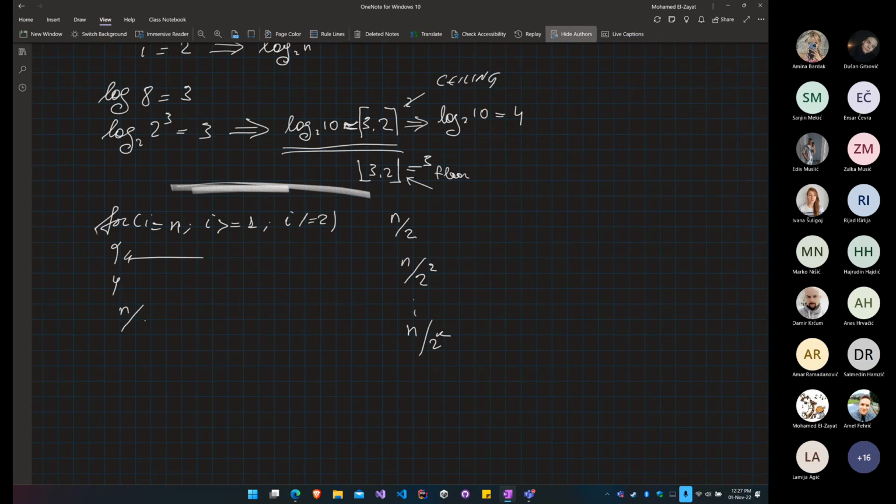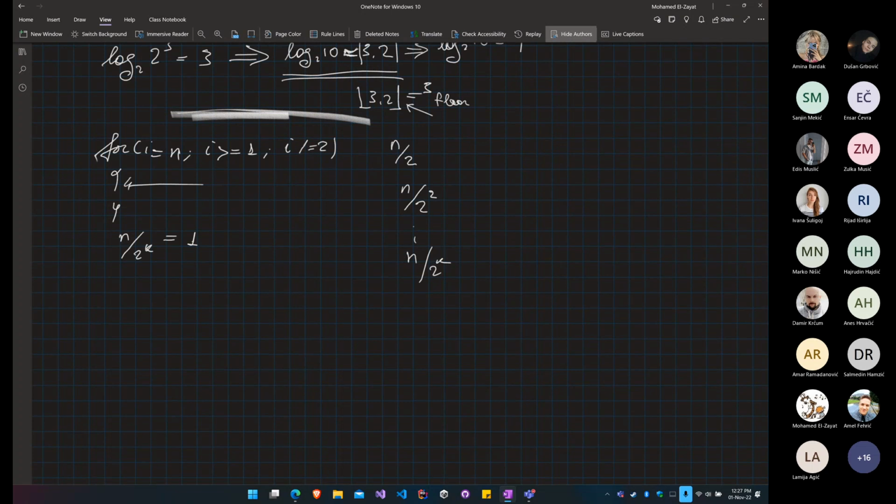n divided by 2 to the power of k, assuming that the stopping condition is n divided by 2 to the power of k larger than or equal to 1. So let's assume that this is the stopping condition. If you multiply both sides by 2 to the power of k, you're going to end up with n equals 2 to the power of k, right? And then this will be approximated to k equals log base 2 of n.